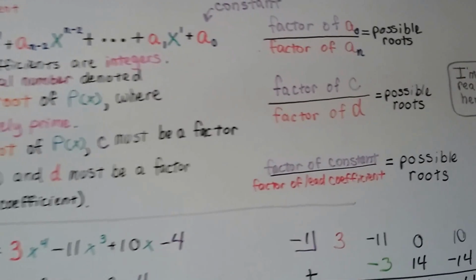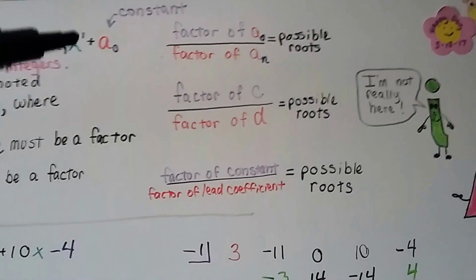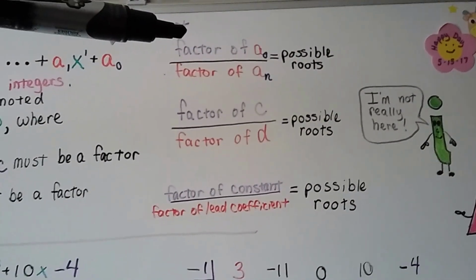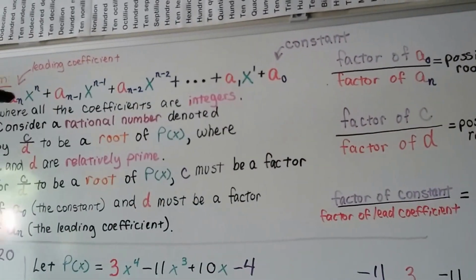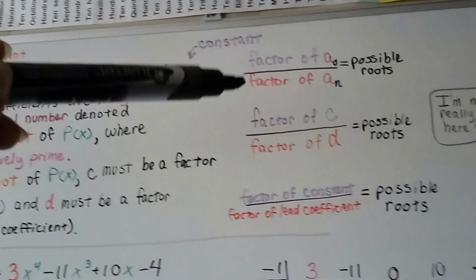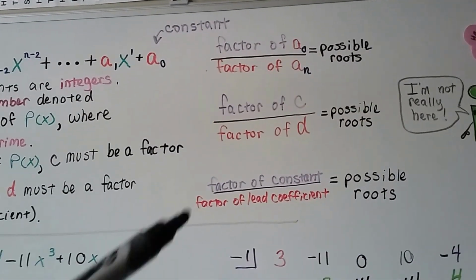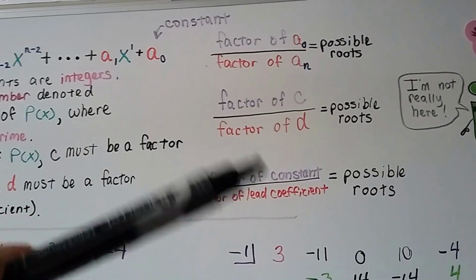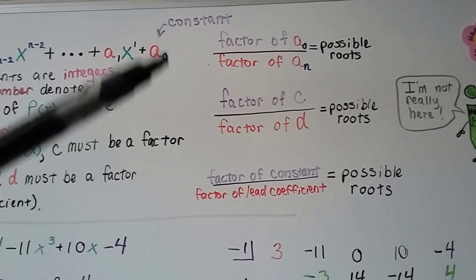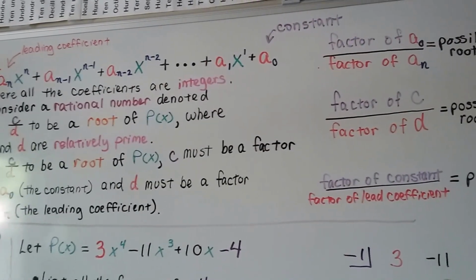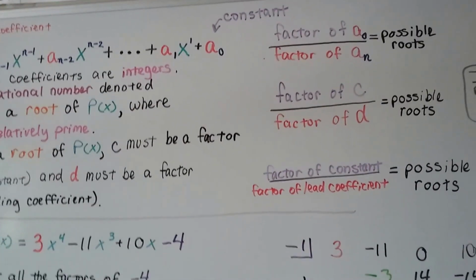So you can look at it this way. It's saying that we have to do division: the factor of a sub 0 divided by a sub n. That's going to give us our possible roots. So it'd be the factor of c divided by the factor of d, according to this theorem, or just look at it as the factor of the constant divided by the factor of the leading coefficient to give us our possible roots.